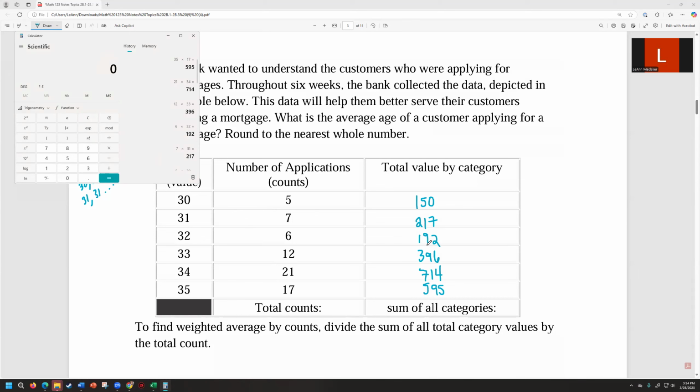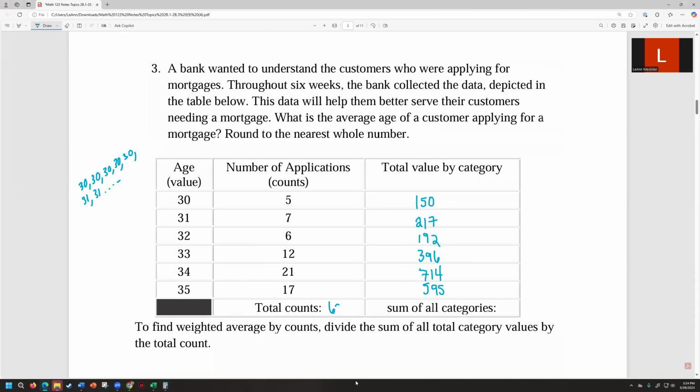We're not going to be dividing by 6 because that's not how many items we had. The number of applications that we totally had, the counts, those are how many people applied. So 5 plus 7 plus 6 plus 12 plus 21 plus 17. Notice that 68 people applied for what looks like a mortgage, is what we were talking about.